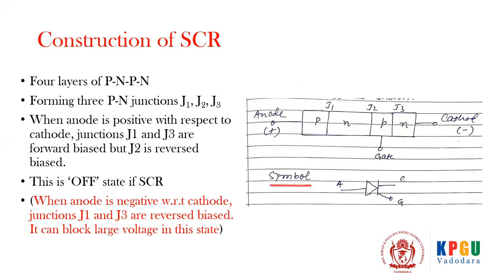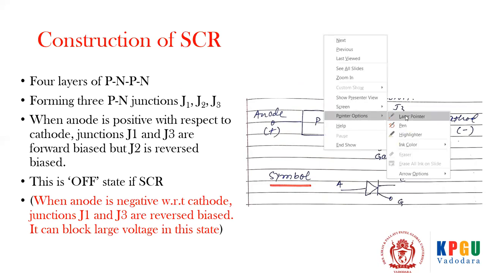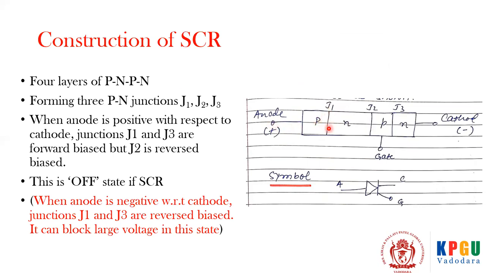Now here is the construction of the SCR. You can see PN 4 layers, and they are forming 3 PN junctions, J1, J2, and J3. When anode is positive with respect to cathode, junctions J1 and J3 are forward biased, but J2 remains reverse biased. So this state is an off state, popularly known as the forward blocking state also. The switch is ready to conduct, but it is in off state, and you can turn it on by a gate signal. We'll discuss how.